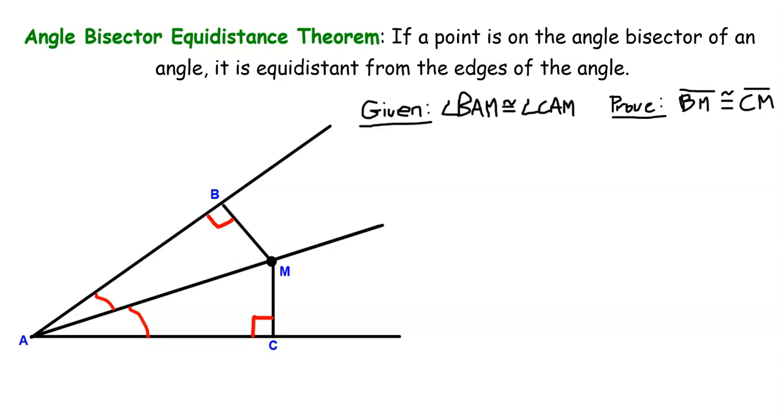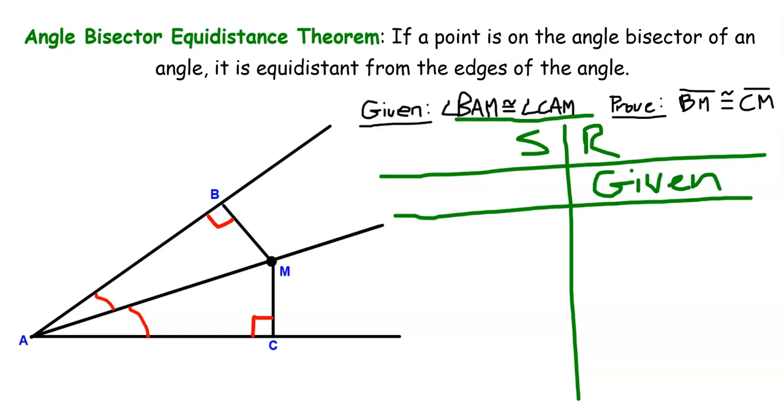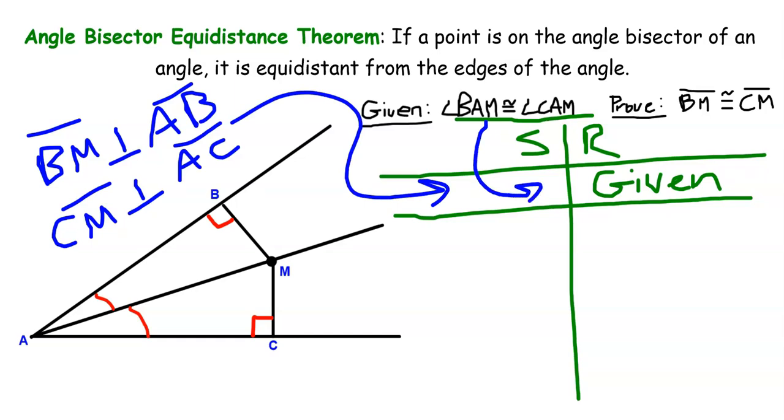So, what we have in the given, as we're looking at our statements and reasons, is that angle BAM is congruent to angle CAM. I'm not going to recopy it there for the sake of space, but we have the given, so this is part of the given. What we are also given is that BM is perpendicular to AB, and CM is perpendicular to AC. Those are also pieces of the given because that is part of the construction of this triangle.